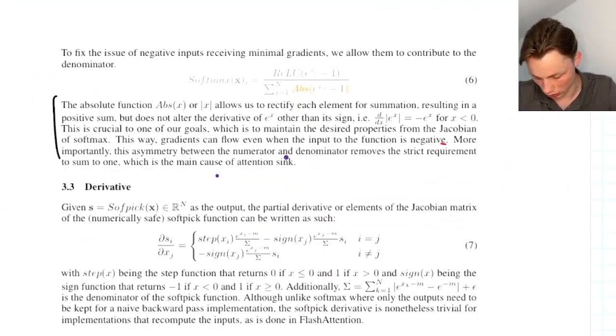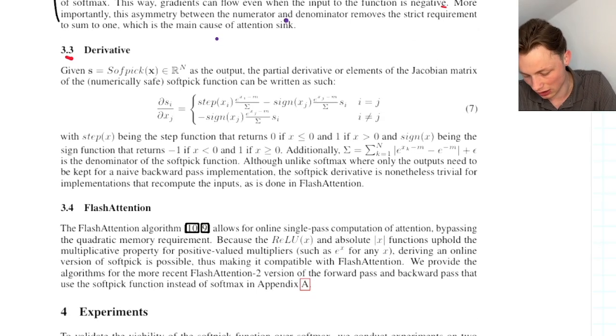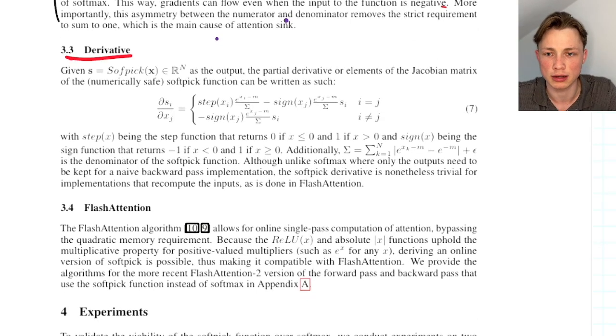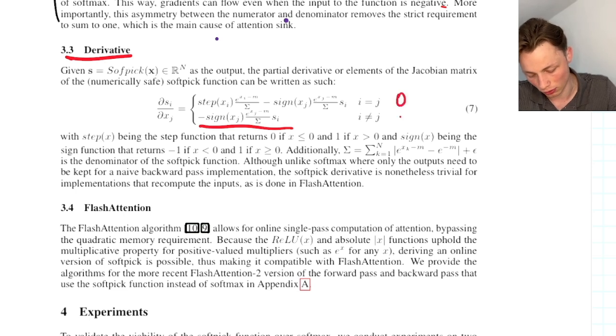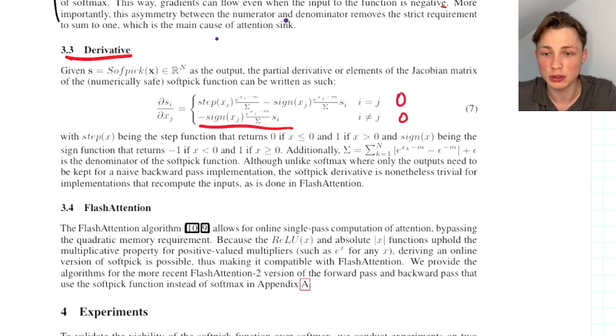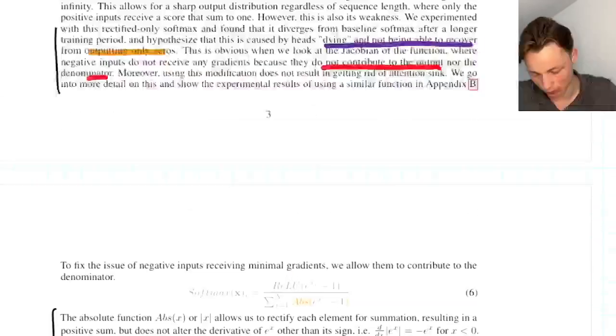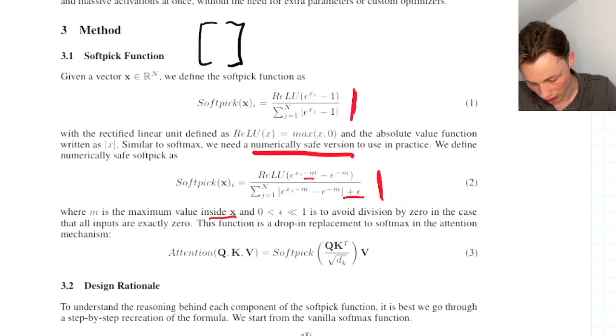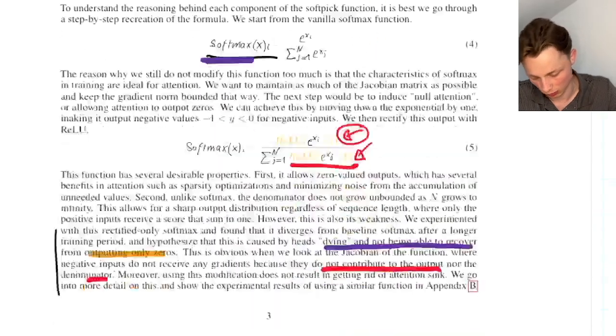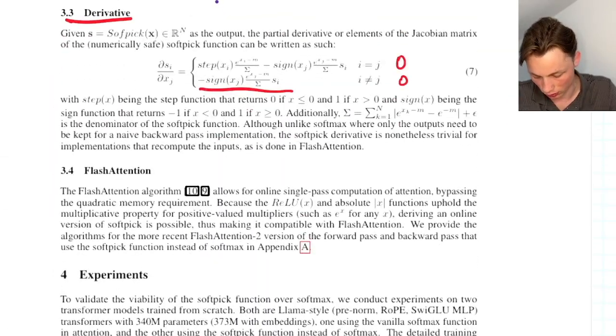So let's continue. We have one more section about the derivative, and one interesting thing is that without the absolute value function, we would have the possibility that both of those would be 0, and we don't want to have this. This is why the authors added the absolute value function into the denominator.